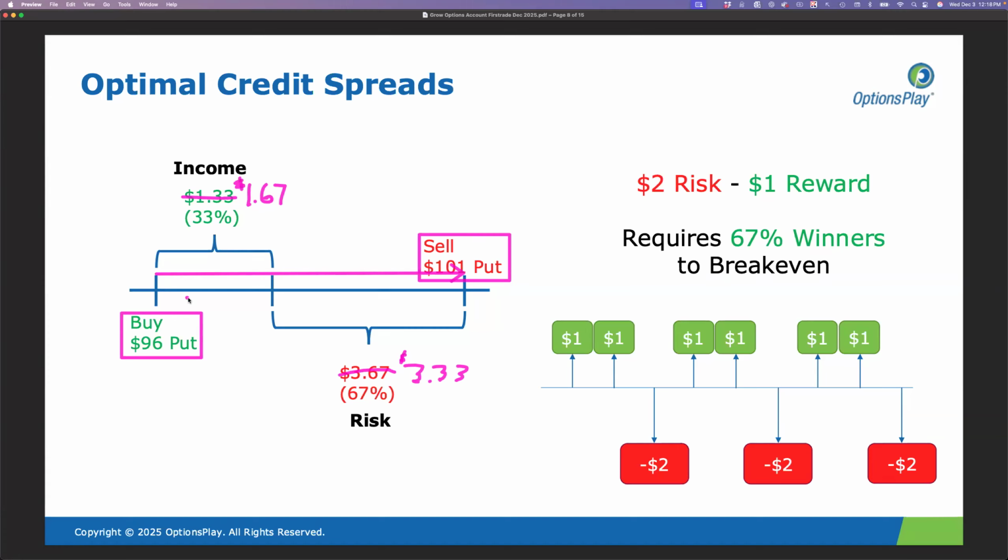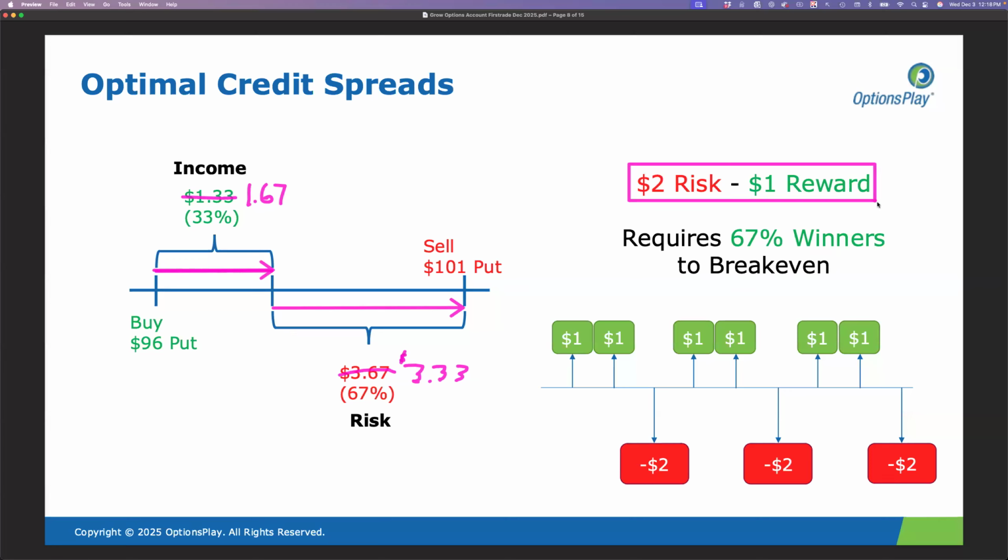Because if you collect $1.67 of the $5, what's left of it is going to be $3.33. That's how much you have at risk. That's why we set this minimum, right? Because if you collect at least $1.67, your minimum risk to reward is going to be $2 that you're risking for $1 of potential reward. So in a strategy like this, where you're selling the 101 put and buying the $96 put for $1.67, your risk to reward ratio is 2-to-1.